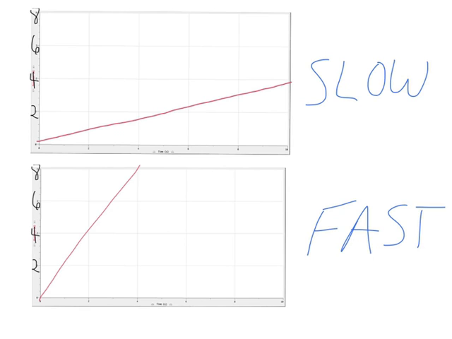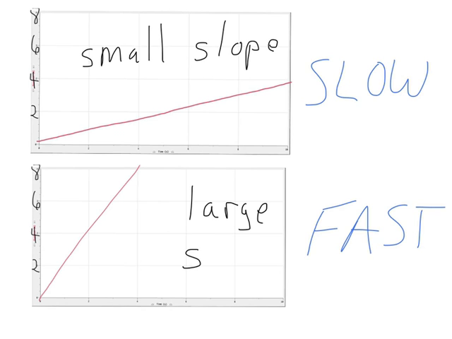If I look at the slope of this line right here, I can see that compared to this line, this has a small slope. So this is a small slope, and this is a large slope. So I can see that the small slope goes with slow, and the large slope goes with fast.